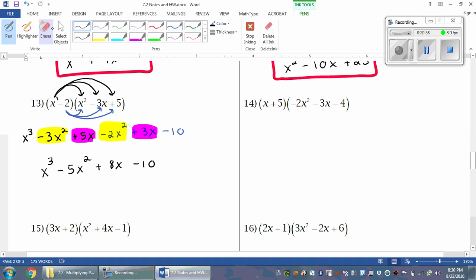Sorry guys, I realized I made a mistake here. Right here, I have negative 2 times negative 3x. That should be a positive 6x. I forgot to multiply. Positive 6x. And then here, I'm going to add 5x and 6x, 11x. Sorry about that. I was writing too fast.